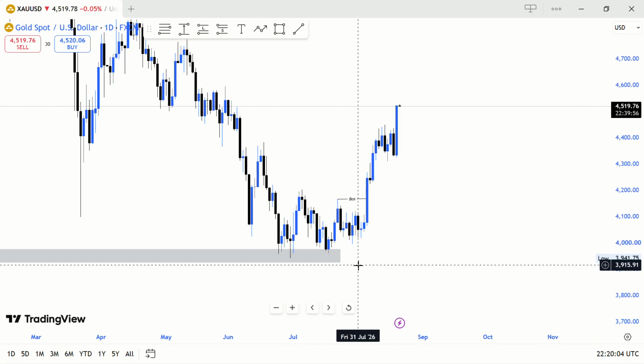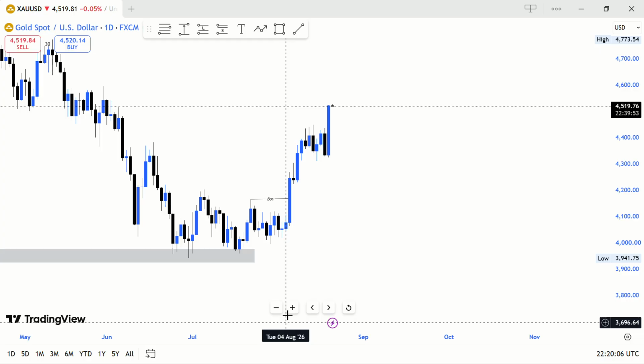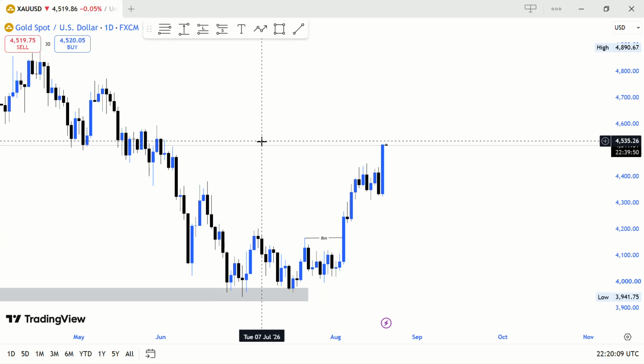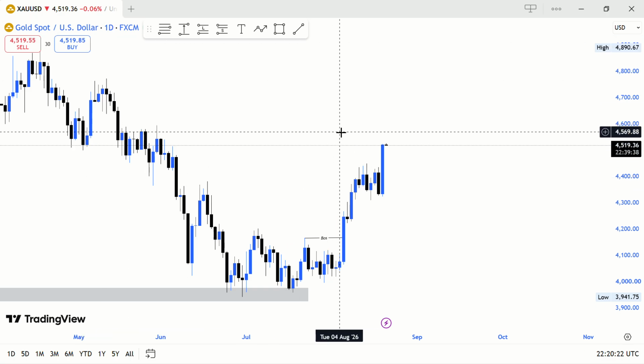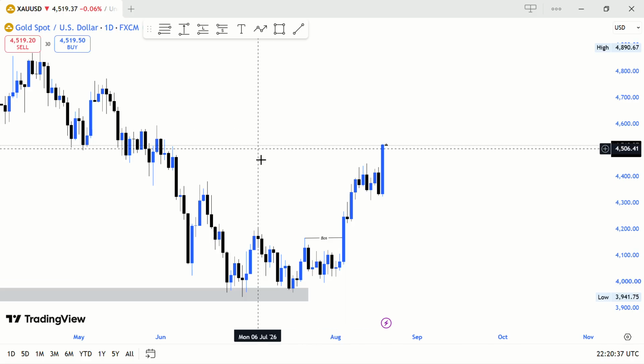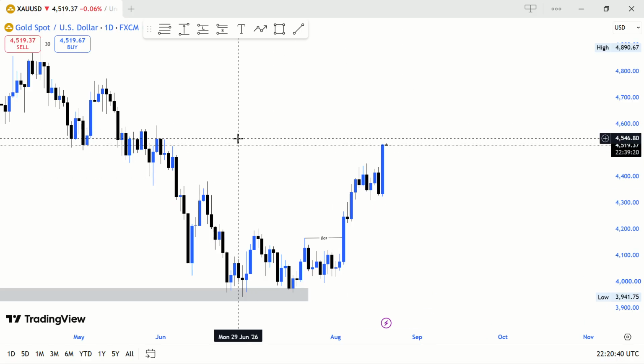Currently, whenever we are doing our top down analysis, we always start from the daily time frame, which is the 1 day. Then we move to the 4 hour time frame, then to the 2 hour, then to the 1 hour, 30 minutes, and then our 15 minutes is where we execute the market. So right now we'll be moving on to the 4 hour time frame.